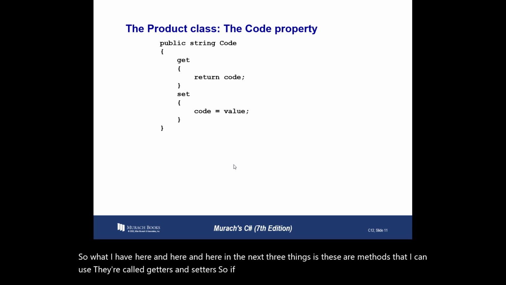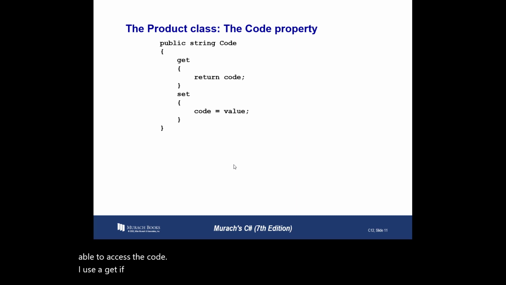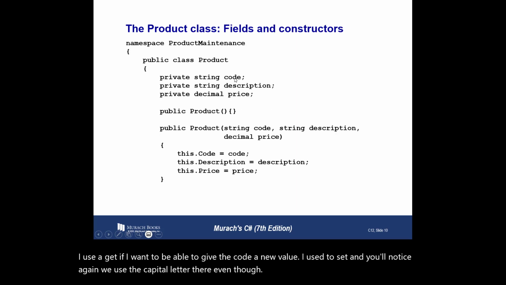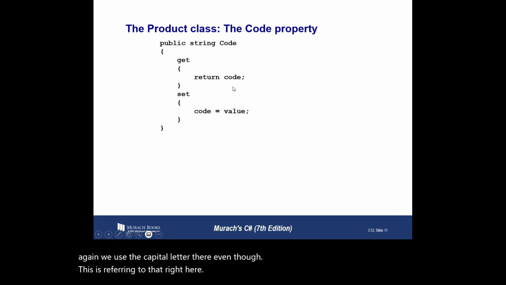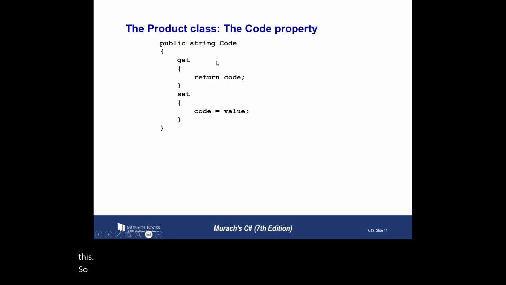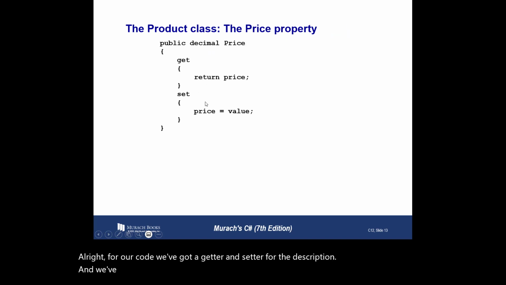So if I want to be able to access the code, I use a get. If I want to be able to give the code a new value, I use a set. And you'll notice again, we use the capital letter there, even though this is referring to that right here. And again, this is something syntactically done in this language. Not all languages do it like this. So we've got our getters and setters for our code. We've got a getter and setter for the description, and we've got a getter and a setter for the price.